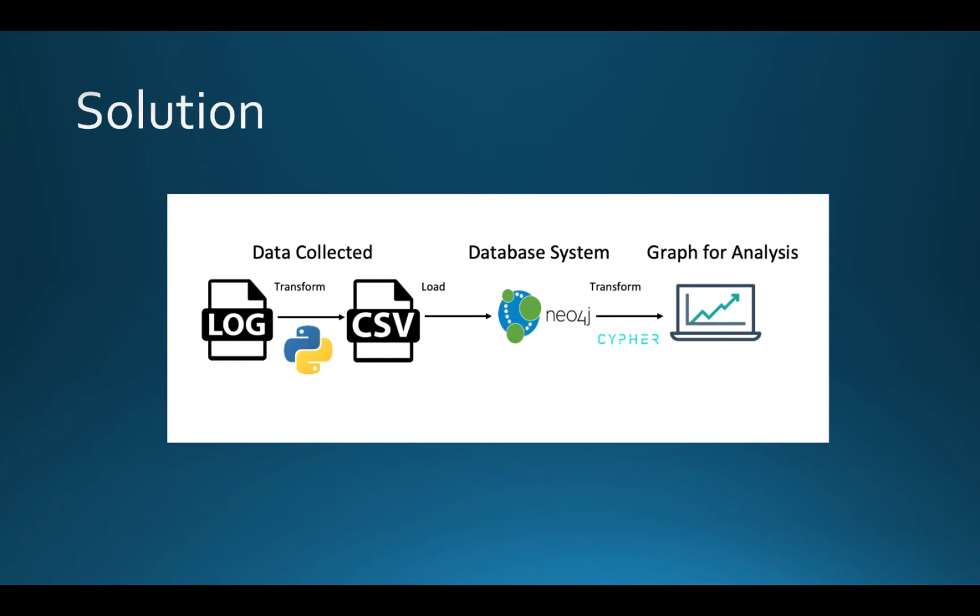As for my solution, we'll be using ETL, extract, transform, load. So firstly, I will extract the log data from a source, then transform the log data to CSV file by creating a Python script to convert the data. Then I load the converted data into the Neo4j database. After that, I use cyberquery to generate graphs for analysis to detect cybercrime related activities.